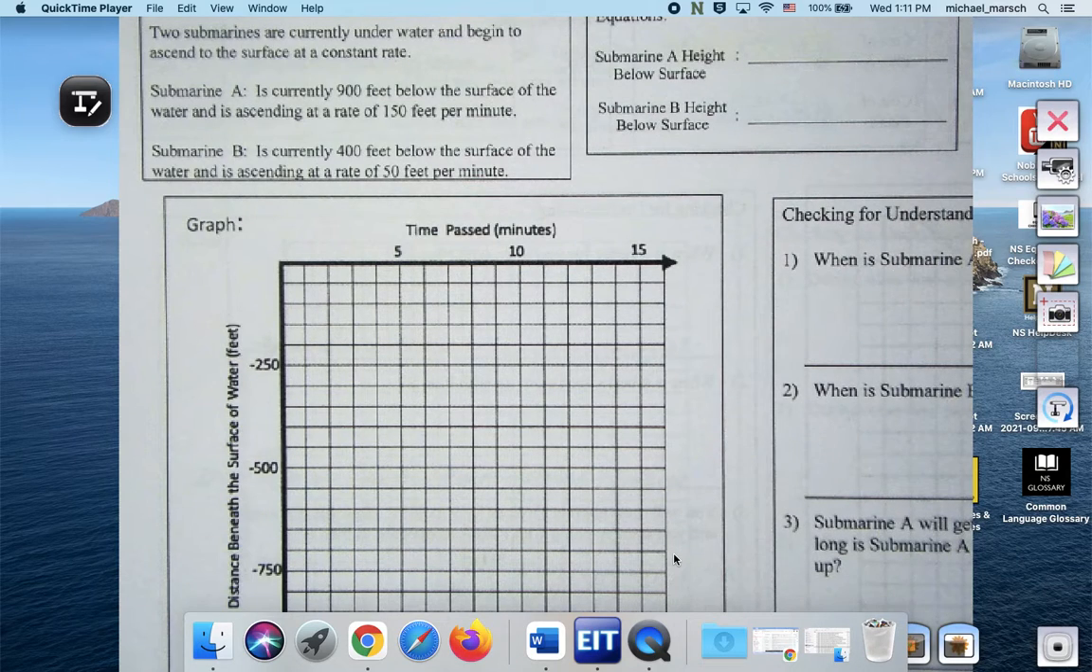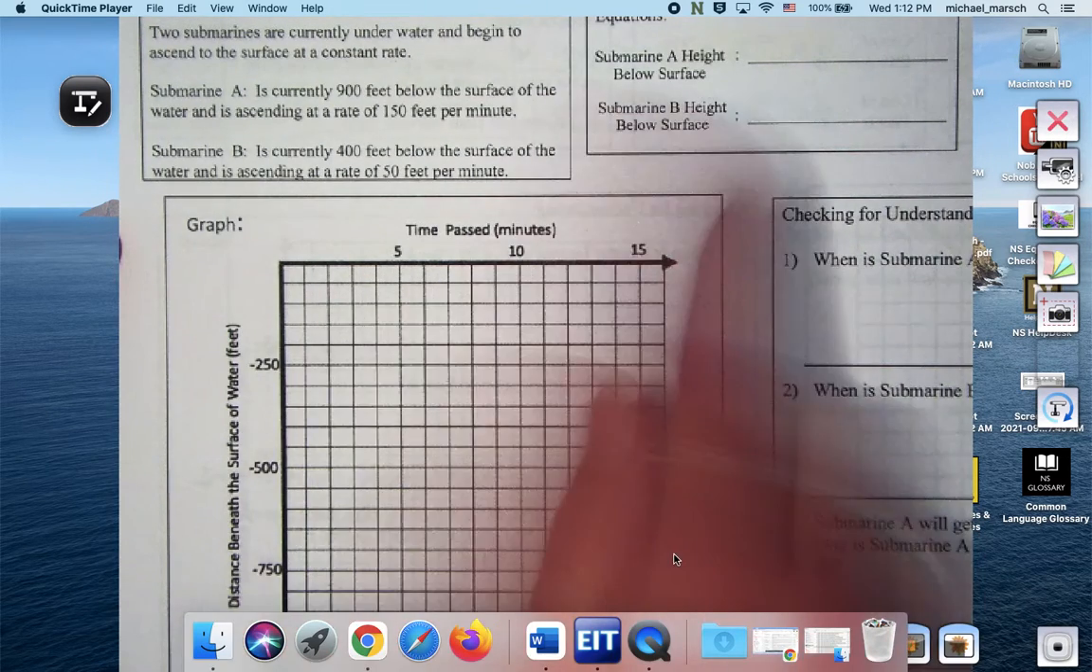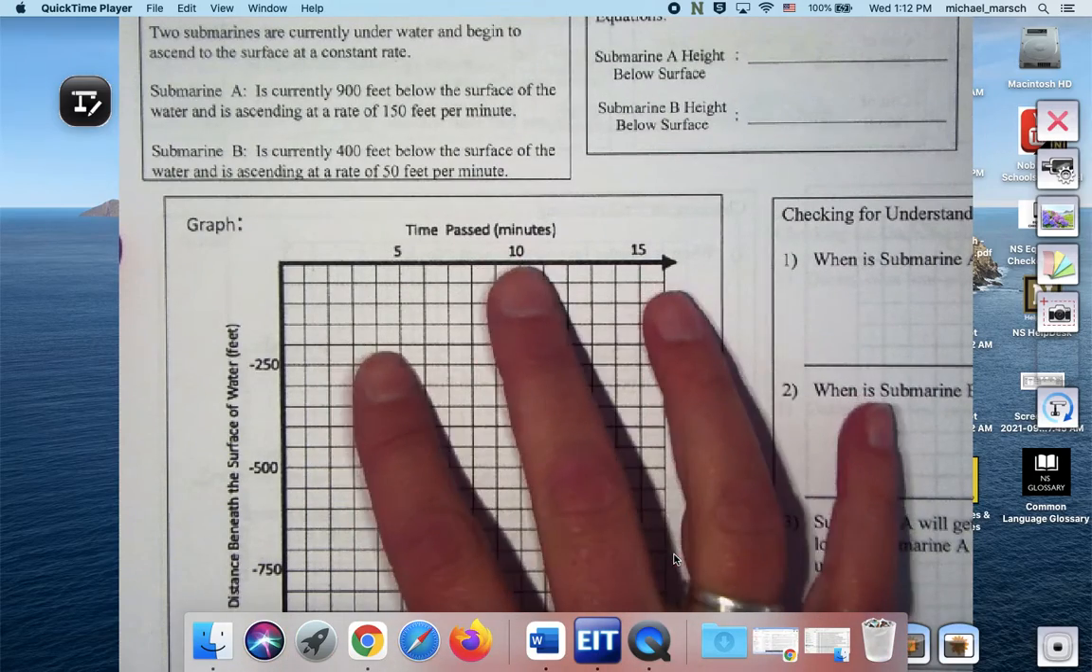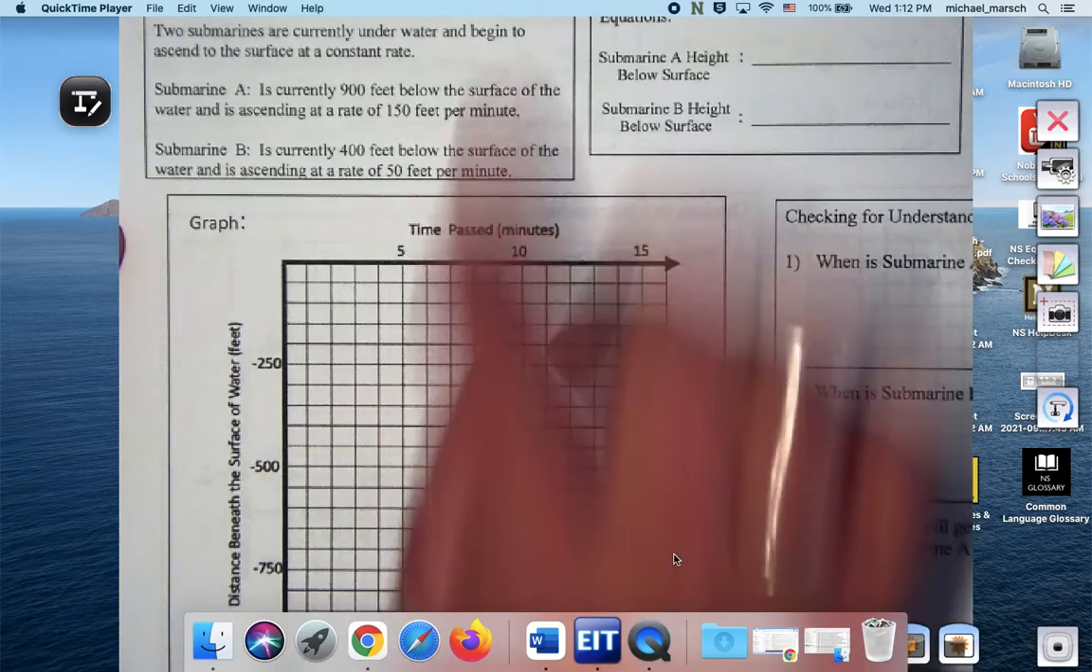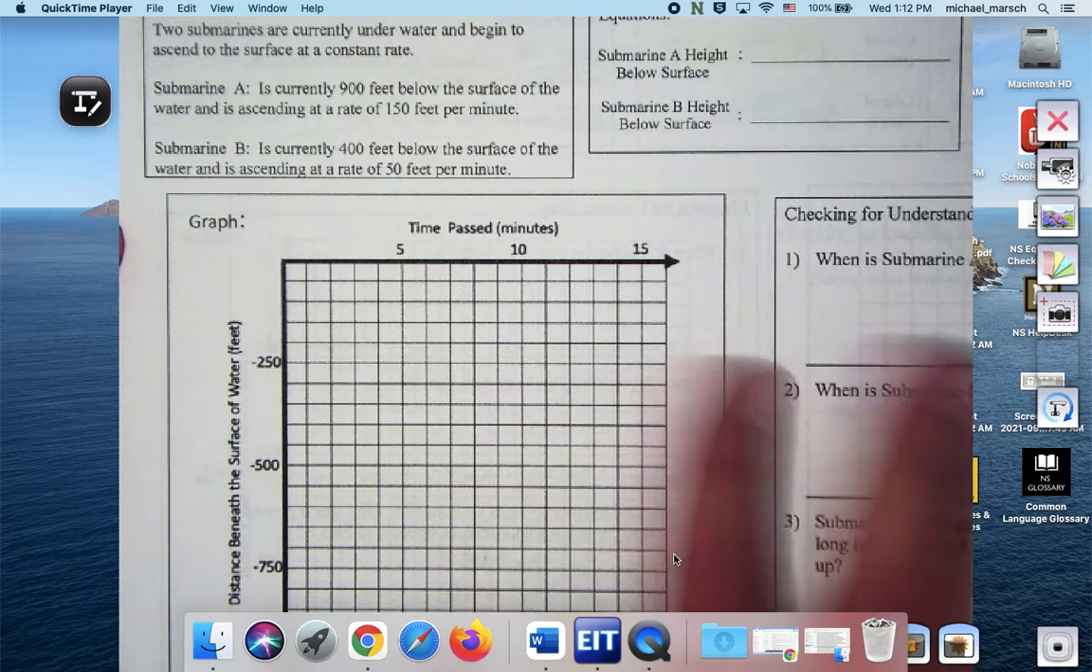Okay, so this one's a little different. At least the graph looks different, but it's still the same process. So we have 2 submarines underwater. That's why our y-axis is in the negatives. So this would just be like quadrant 4. That's all we see here is quadrant 4. Okay, 1, 2, 3, 4, right?